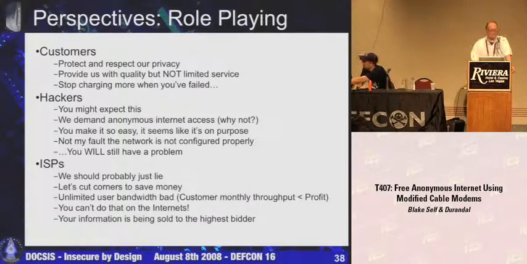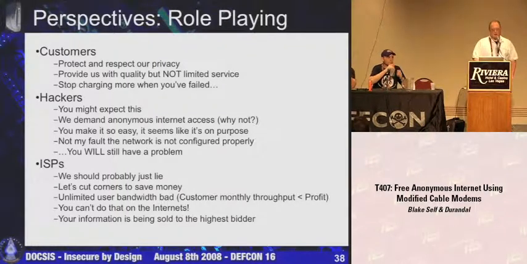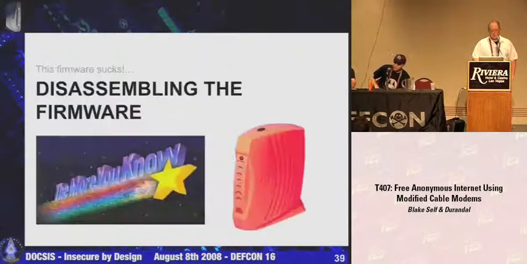ISPs, I think I basically covered that. They don't want you to have unlimited bandwidth. They lie about being secure or being properly configured. They cut corners, and there are unofficial bandwidth caps. Yeah, they want to stop your torrents, interfere with that sort of thing. All right, and your information could be sold. So that's just one reason why we want to be anonymous.